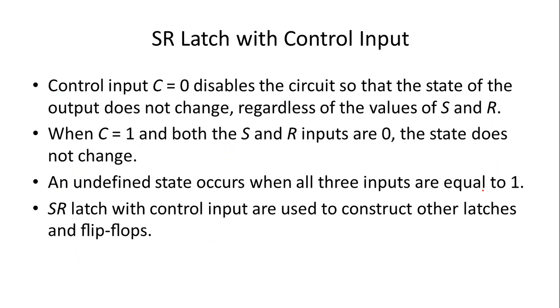Control input C is 0, which disables the circuit so that the state of the output does not change regardless of the values of S and R. When C is 1 and both the S and R inputs are 0, the state does not change again. So there are now two possibilities to hold or make no change to our SR latch state. An undefined state occurs when all three inputs are equal to 1.